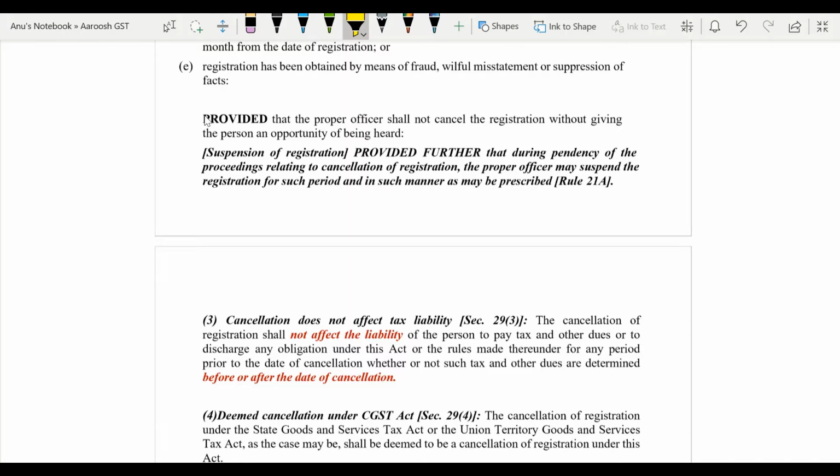So basically, it says that whenever the proper officer moves to cancel my registration, I have a period of 7 days to give reasons as to why my registration should not be cancelled. I can give reasons about what I have not done wrong, and I can plead my case to the proper officer for not cancelling my registration. And if the proper officer feels that this is a good enough case, he or she may not cancel my registration and can revoke it.